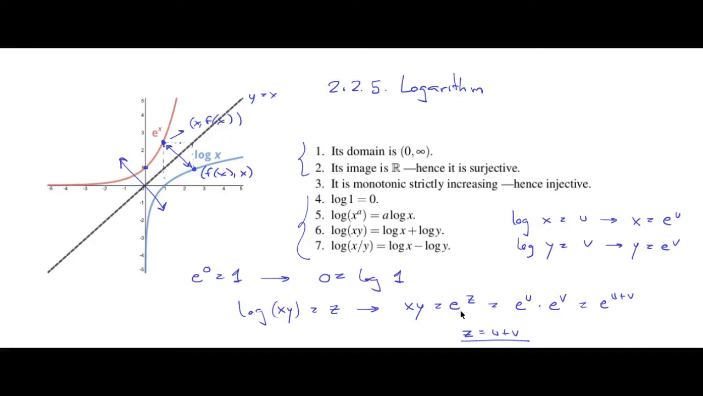Why? Because the exponential is an injective function, so if e to the z and e to the u plus v are the same, that means that the argument of the function is the same. Okay, so now if z is u plus v, then the logarithm of x times y is u plus v, which is z. Okay, but u is the logarithm of x and v is the logarithm of y, right? So we have proven this sixth property, and the seventh property is just the same, but using, well, you can derive it yourselves using this as a template, right? Okay, so that's the logarithm.